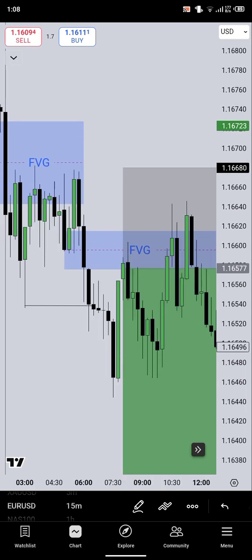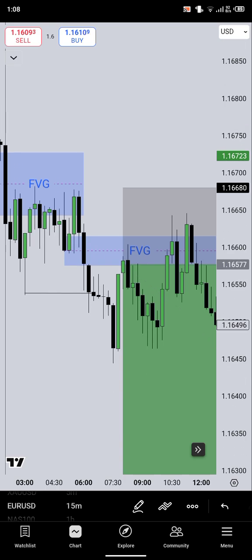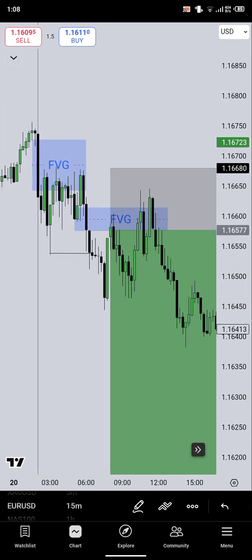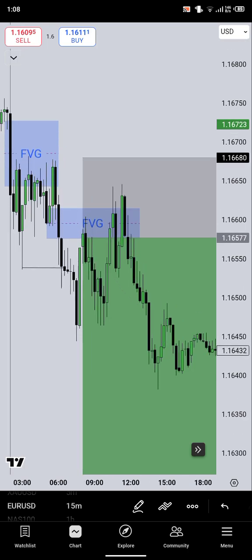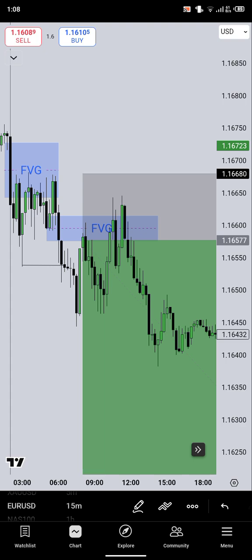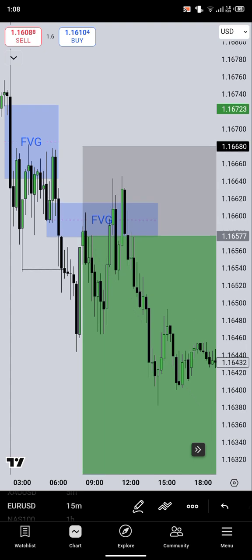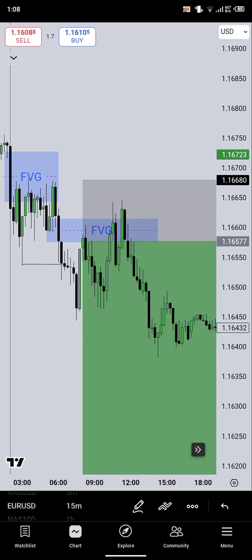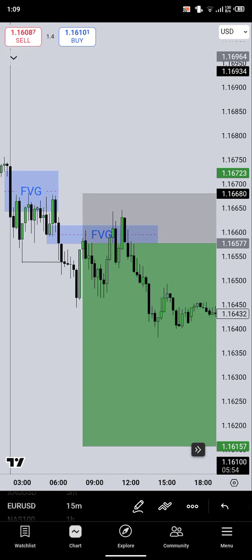As soon as price came into the fair value gap, I entered, and then we can see the price action. We can see how the candles are staying inside of the fair value gap. Each of the candles closed back inside of the fair value gap.